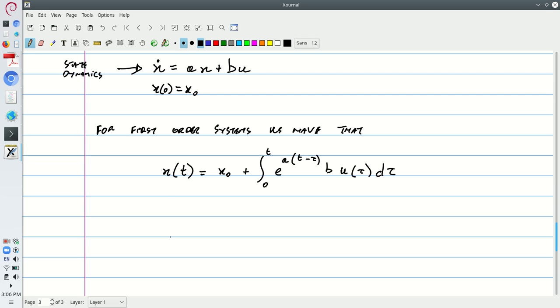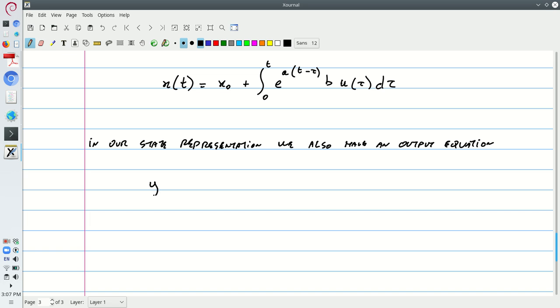Remember that in our state representation, we also have y, the output. So in our state representation, we also have an output equation. And the output equation is given by y equal to a function h of t, x, and u.